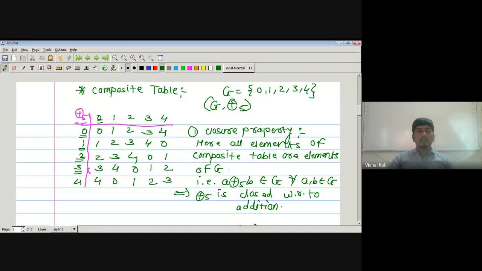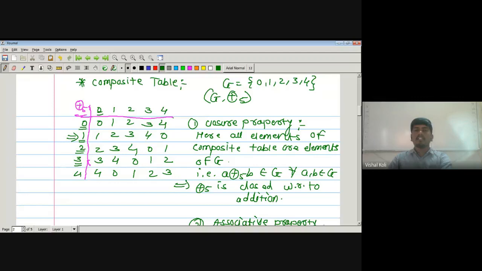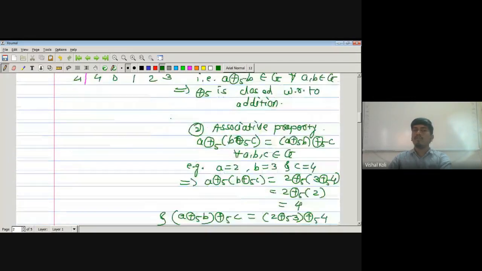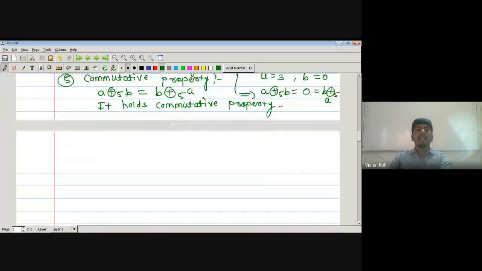Similarly, for 2, 3, and 4 also, the row corresponding to element 4 is nothing but 4, 0, 1, 2, 3, and the column corresponding to the element 4 is nothing but 4, 0, 1, 2, 3. Therefore, each row and column corresponding to each element is the same. Hence, the given set G with binary operation addition modulo 5 holds the commutative property. As it holds the commutative property, G with respect to binary operation addition modulo 5 is an abelian group.